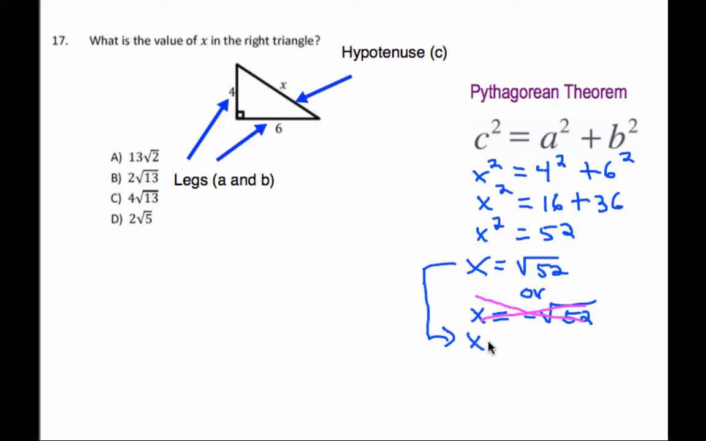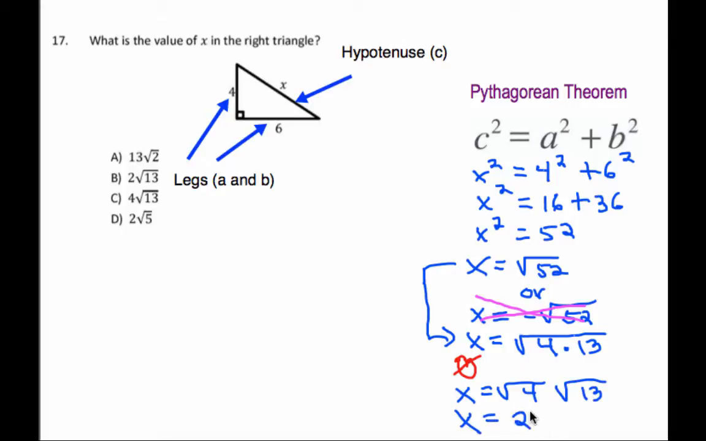So the largest square factor of 52 is 4. So it'll be 4 times 13. We'll give them a divorce, because the multiplication rule says they can live under one roof or under separate roofs when they're being multiplied. And we'll wind up with x equals the square root of 4 times the square root of 13 under separate roofs. And finally, x equals 2 times the square root of 13. And that corresponds to choice B.